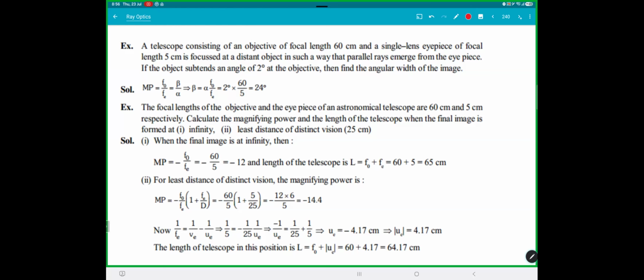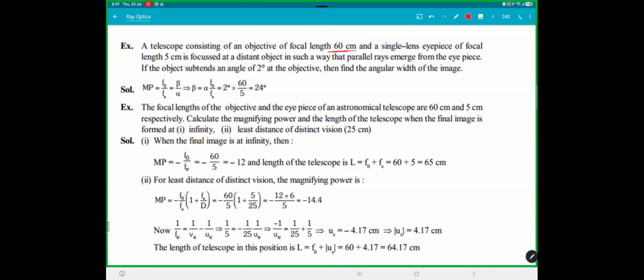So if you look at the first one, the first one is again straightforward. A telescope consisting of an objective of focal length f naught, and a single lens eyepiece of focal length fe. Divide them. He's saying it is focused at a distant object, with parallel rays from the eyepiece. It subtends an angle of 2 degrees at the objective, meaning without anything, if you look at this, you are seeing 2 degrees. He's asking what is the angle of the image? So magnification into the angle, direct, straightforward, same as the previous one.